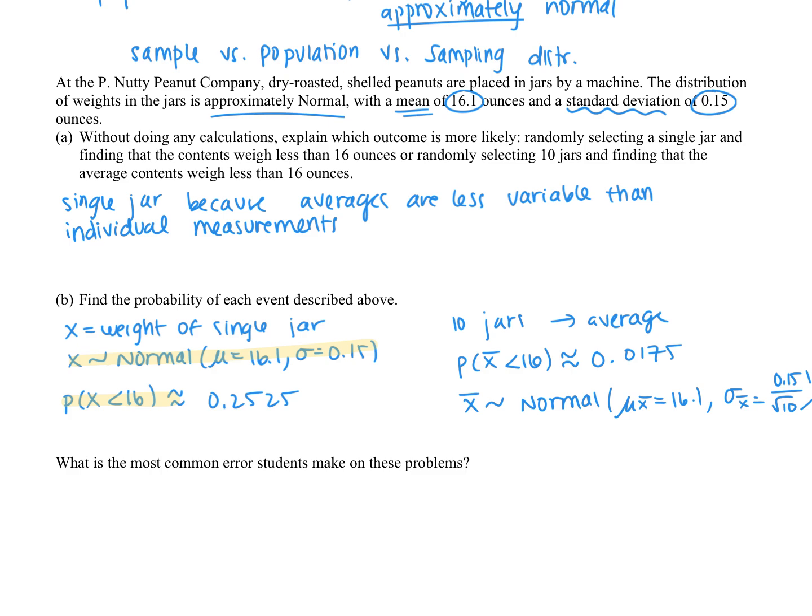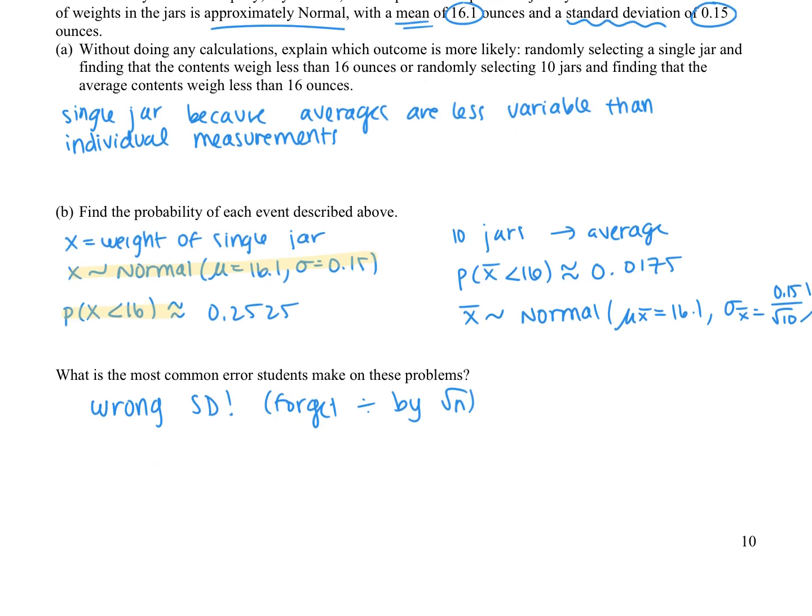Okay, I said we were going to finish this page and then we would take a break. The most common error is that students use the wrong standard deviation, and that's because they forget to divide by the square root of n. Two more things I want to talk about and then we'll take a break.